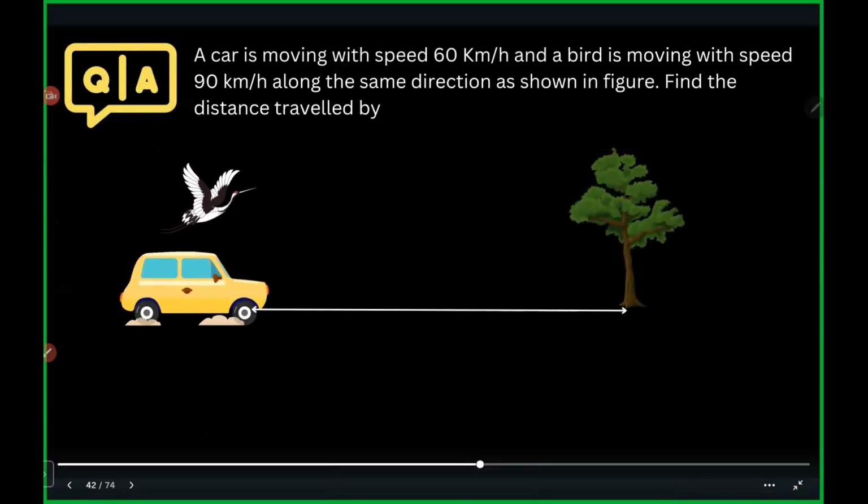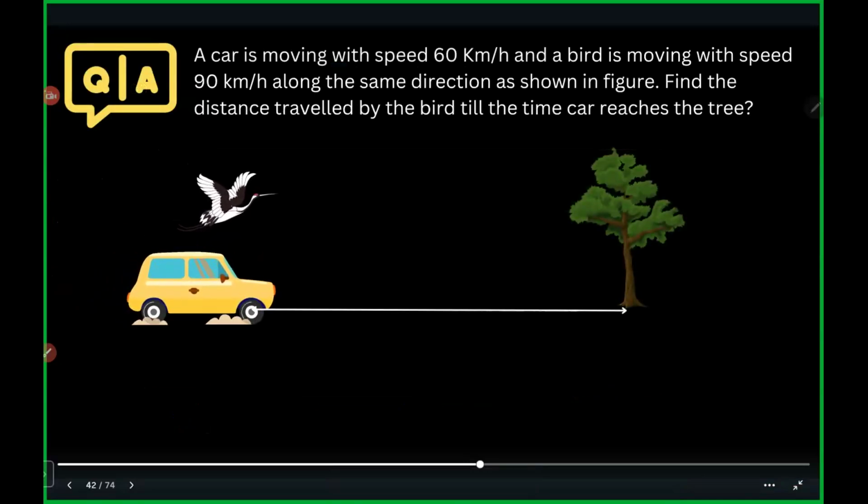Okay, now we'll solve one question. Everyone, can you see the question? Let me read the question once, then you have to solve. A car is moving with a speed of 60 kilometer per hour. So what you do? First, convert everything into meter per second. And a bird is moving with speed 90 kilometer per hour along the same direction, as shown in the figure. The distance traveled by the bird till the car reaches the tree.